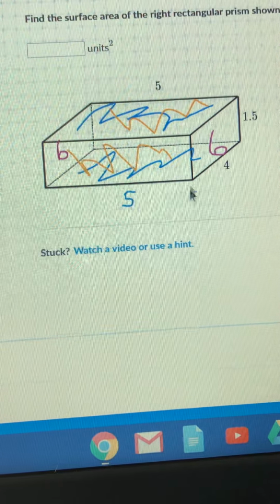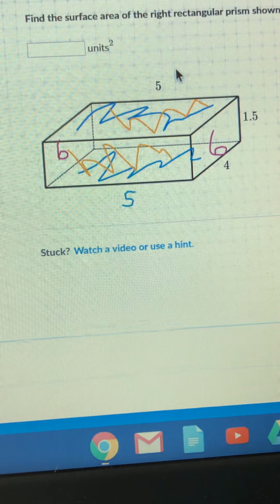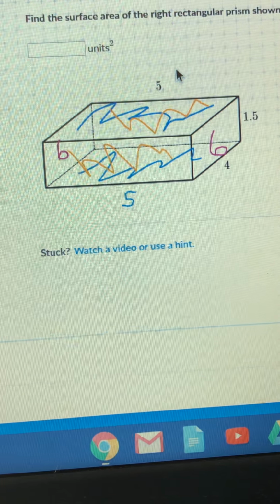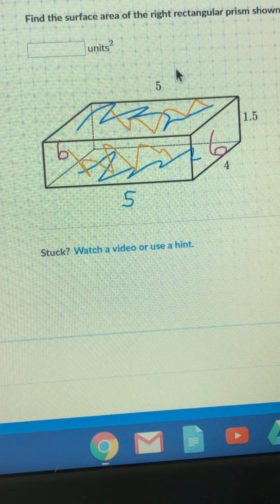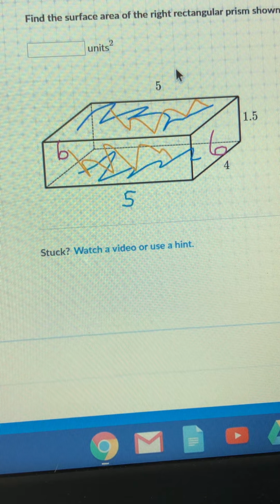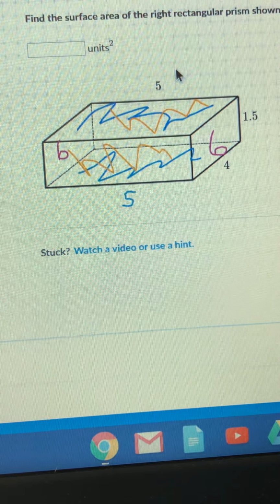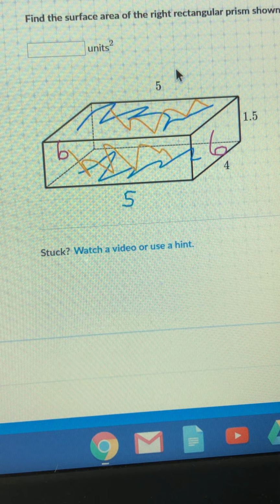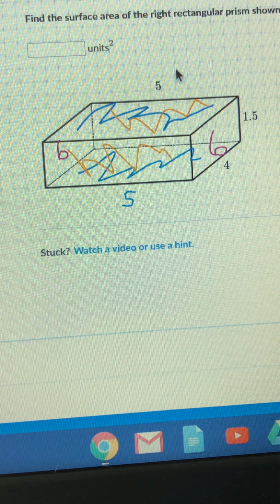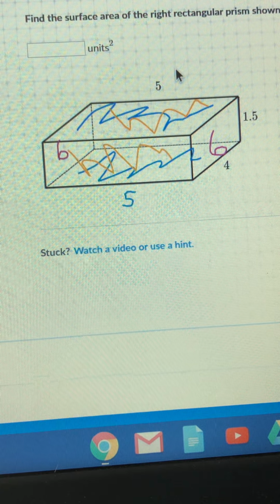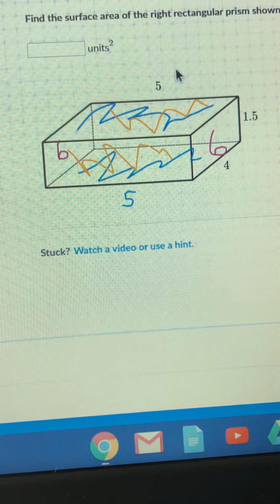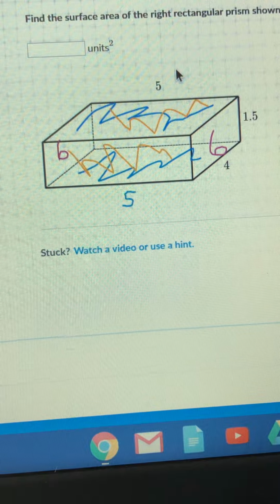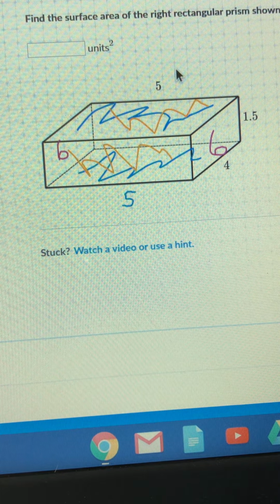So that is 5 times 1.5. Okay, so 5 times 1.5 is 7.5. So each of these are 7.5 along the side, and 7.5 times 2, since there's 2 of them, is 15.